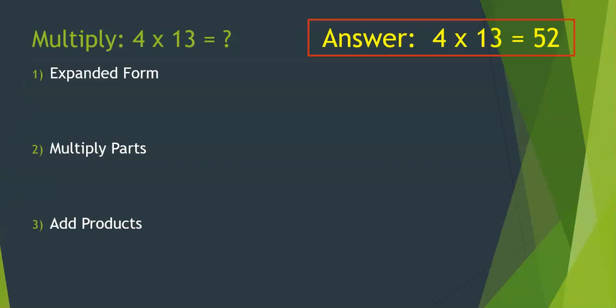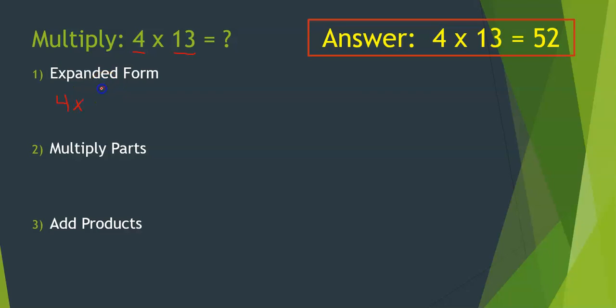Okay, in our first problem, it says to multiply 4 times 13. So my first step is to put the number in expanded form. To do that, I look at my numbers, 4 and 13. So 4 is in the ones place value. It doesn't need to be expanded, so I just write 4. But 13 has a tens and a ones place value, so I will expand that number.